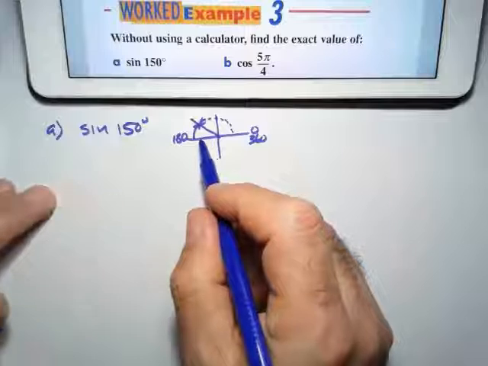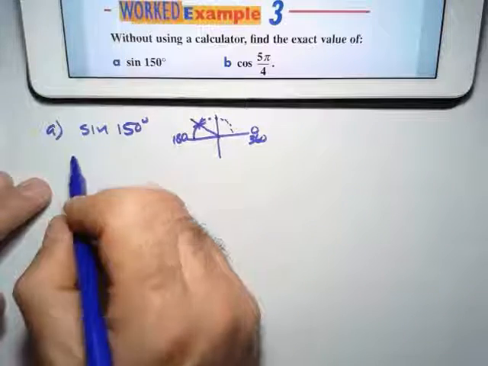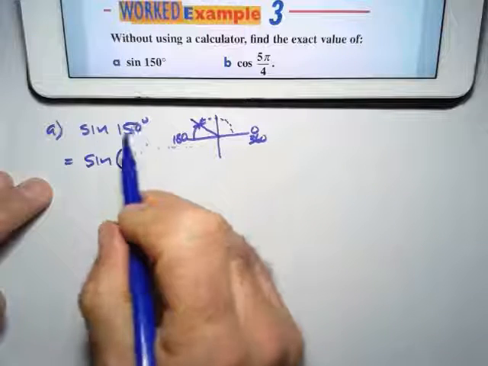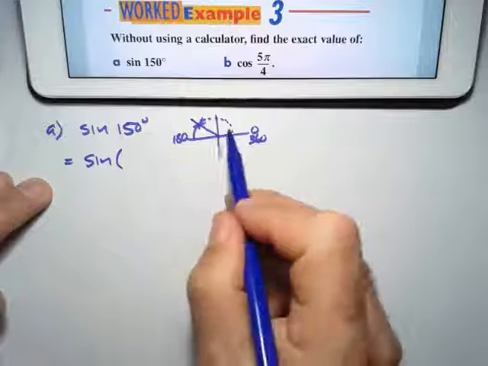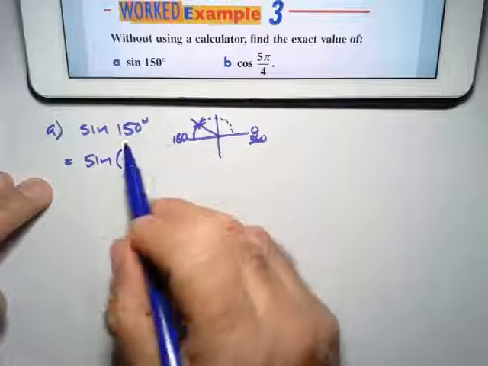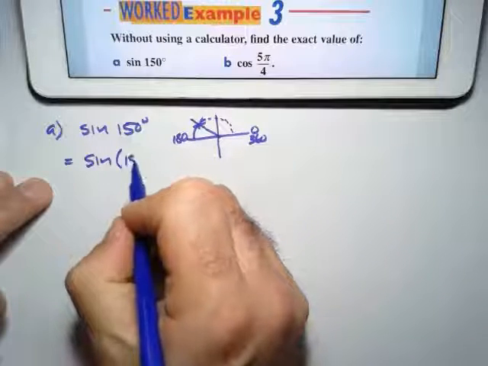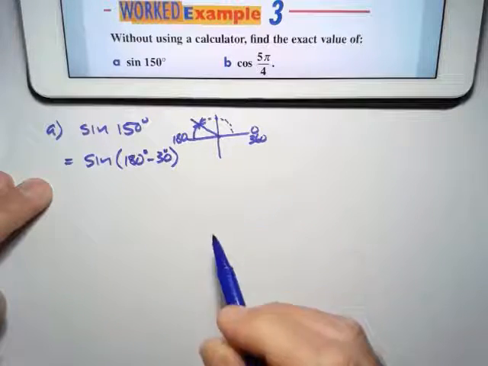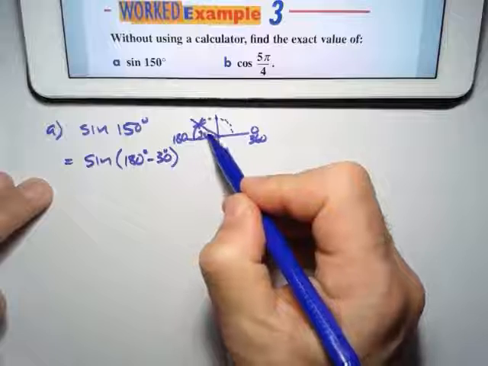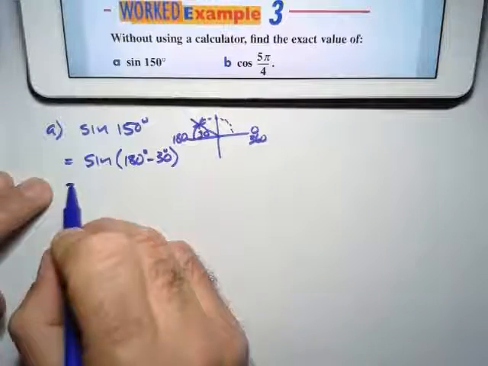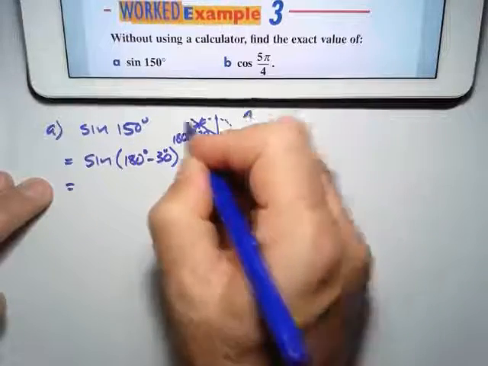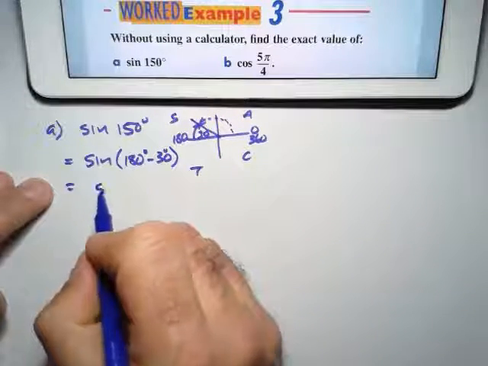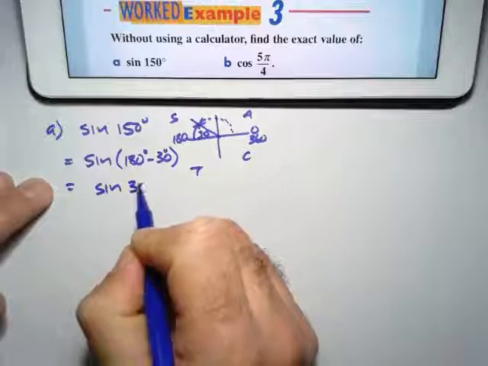So how big is this angle? How can I get there going from my x-axis? I can say this is the same as the sine of, and I'm going to write this in terms of a small angle or the acute angle. So 150 is going to be 180 minus something, and that will mean take away 30 degrees. So I know that this angle is 30 degrees. I then say CAST. I'm working from my x-axis, so sine of my acute angle is 30.